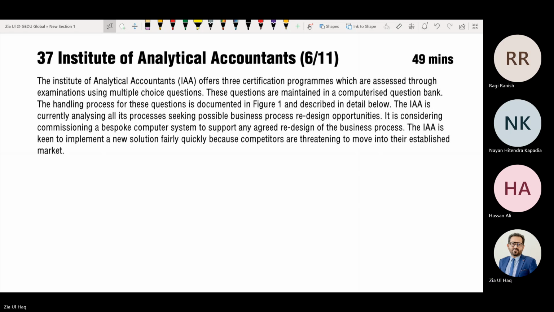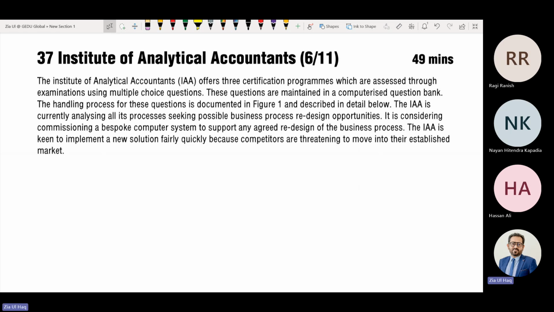Like this. So this company is also offering 3 certificate programs. Testing is through MCQs, and they have maintained a computerized question bank database from where they provide questions randomly to the students during the exam. The handling process for these questions is documented in figure 1 and described in detail below.